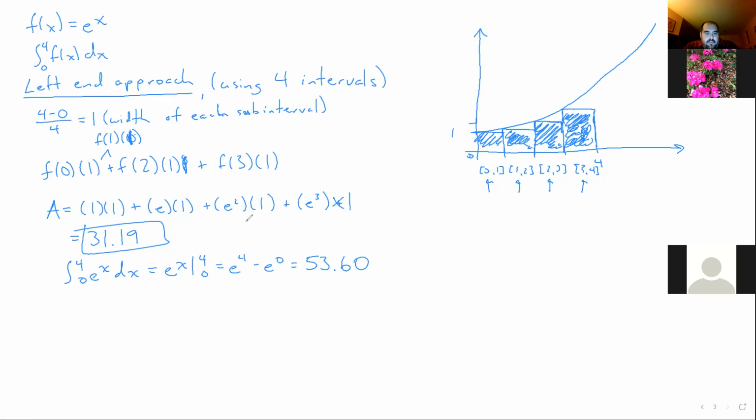But I think it would be better if you take the midpoint, right? Probably. Let's not go through the midpoint, but let's at least do this. If I want the midpoint approach, then what values of the function do I need to sample at?